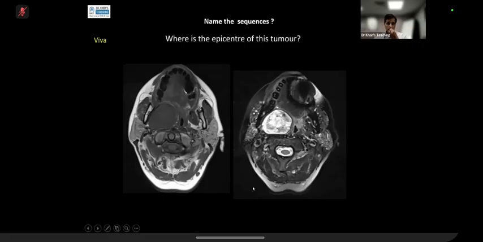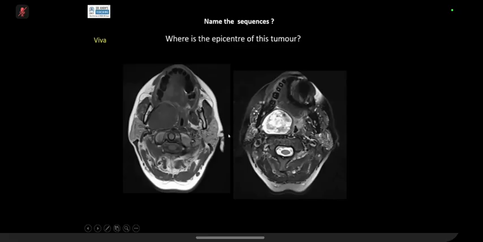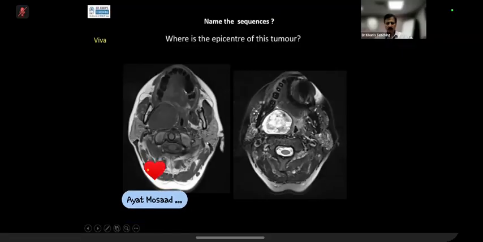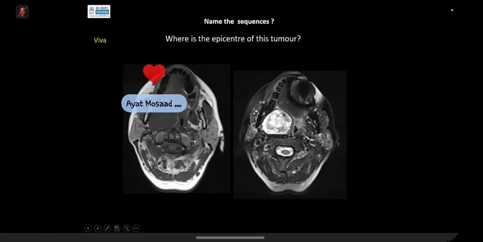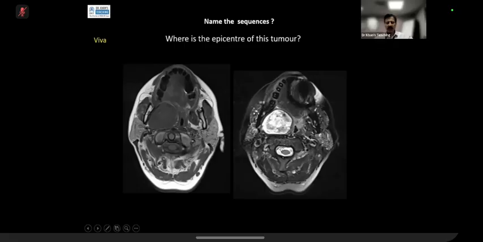Candidate 1, are you with me? Yes, Dr. Khan. Okay. Can you tell me what sequence this is? This is axial T1 and T2. I think the T2 is fat-saturated. Yeah, right. So in head and neck, we actually do STIR.